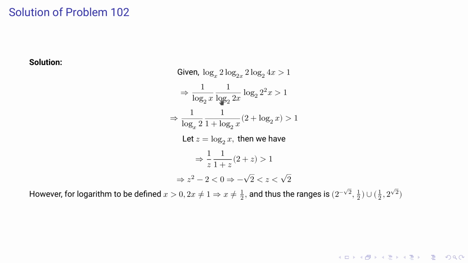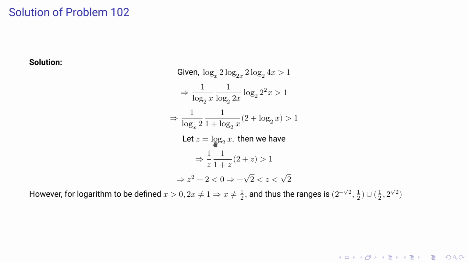So here we write log of 2x with base 2 as log of 2 with base 2 plus log of x with base 2. That is, we split out 2 and x. And here we split 2 square and x, we get 2 plus log of x with base 2 in the numerator, and the product is greater than 1.